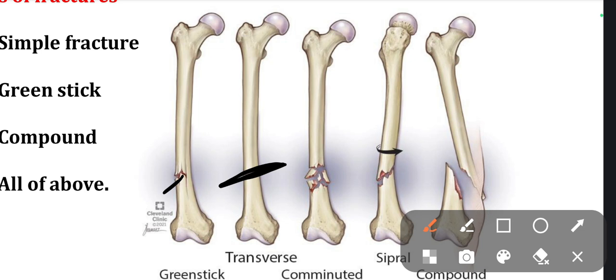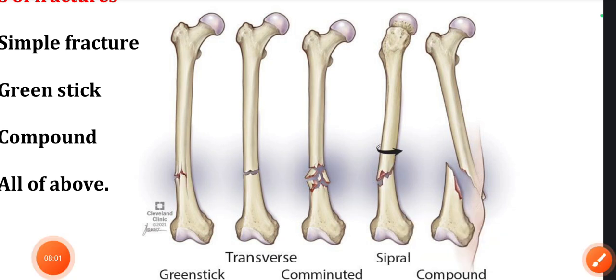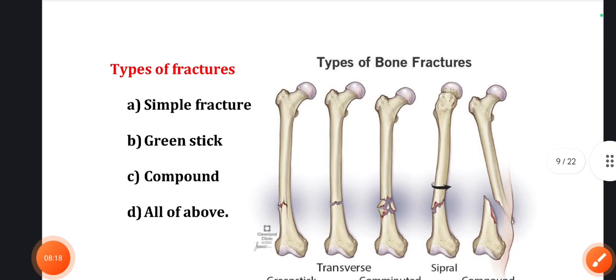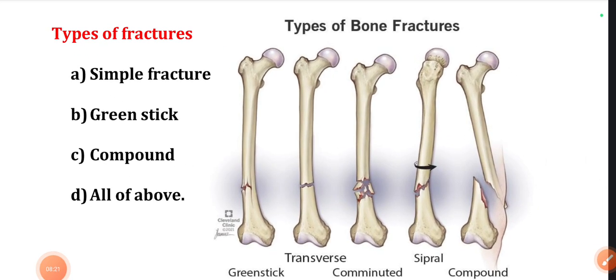In the case of comminuted fracture, here you can see the bone particles are present. The bones are going to be damaged into small particles, that is called comminuted, and a spiral is like a rotation type of fracture, and a compound fracture is a large fracture, and here you can see the open wound, the bone has come out of the skin, that is called open fracture. So compound fracture is also nothing but open fracture. So these are the types of fractures.